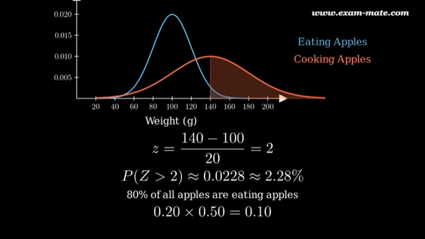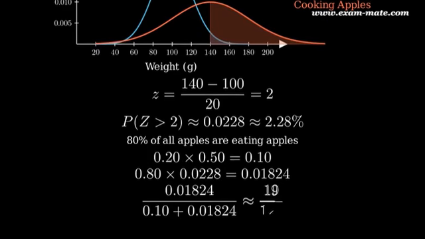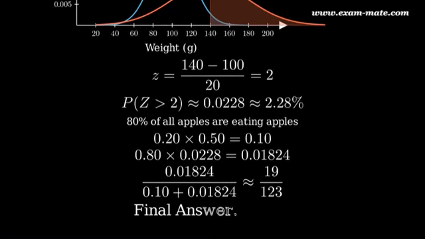Since 80% of all apples are eating apples, 1.824% of all apples are eating apples above 140 grams. Therefore, the probability that a randomly selected apple weighing more than 140 grams is an eating apple is 1.824% divided by 11.824%, which simplifies to 19 over 123. So the probability is 19 over 123 that a randomly selected apple from the container is an eating apple.